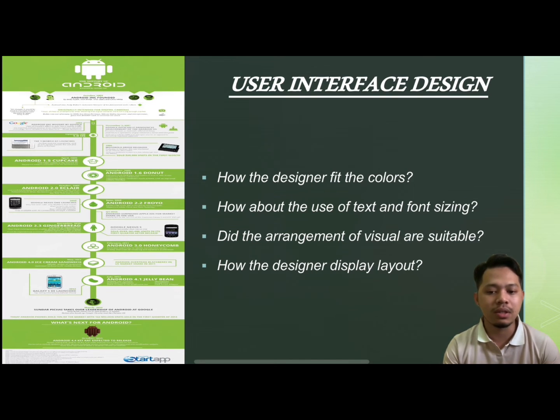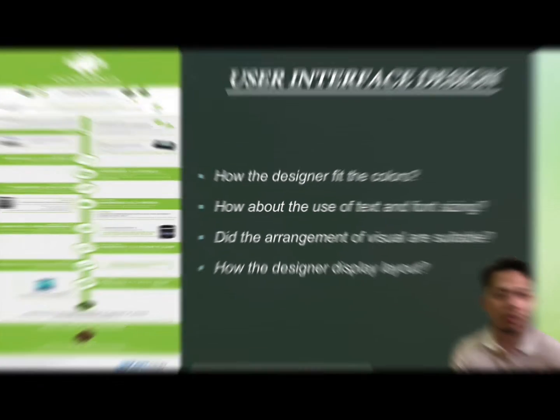Next is whether the arrangement of visuals is suitable. The arrangement is good, but the top of the infographic is loaded with much information. Also, they arranged the timeline in a correct way and it is easy to read. Last is about the display. For the layout display, they only use lists and do not provide any table or group or label.